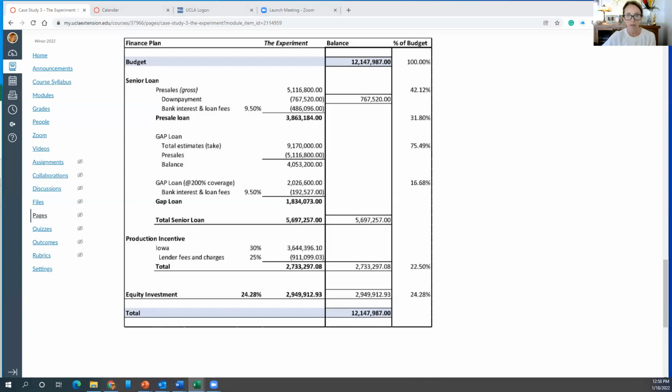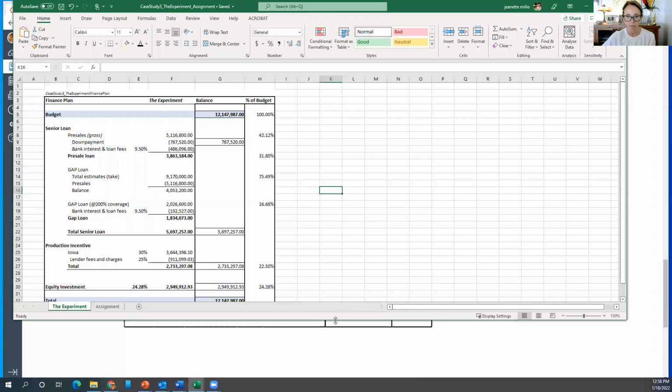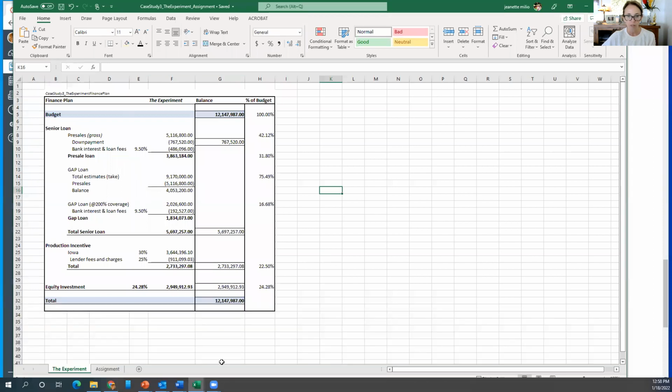So let's assume, let's move this over here. Here's what the finance plan looks like that we just talked about, right? All of this. Now let's assume, we're going to our assignment, we are changing the total take estimate, which is now, we're adding basically $500,000, and the total take estimate is now $9,670,000 instead of before $9,170,000. So what happens with our finance plan?